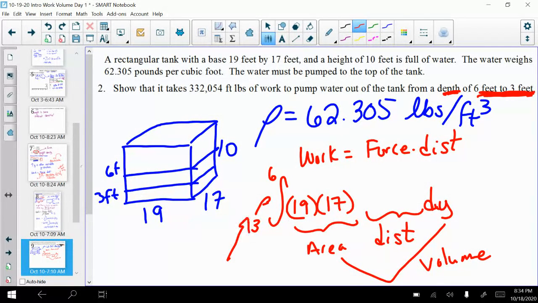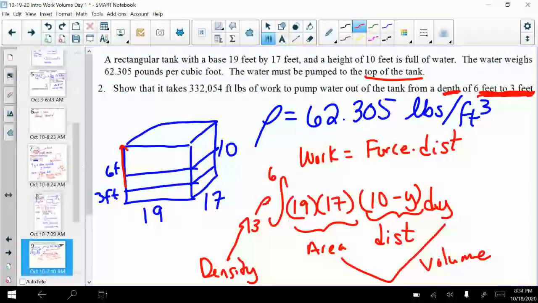So then I have density times volume, and it's a weight density, so it gives me a force. My distance: how high do I need to lift each slice? Because I have to go up to the top of the tank. So that's 10 minus y again. So let's see if we did this right, and we get the right answer by plugging it into our calculator.